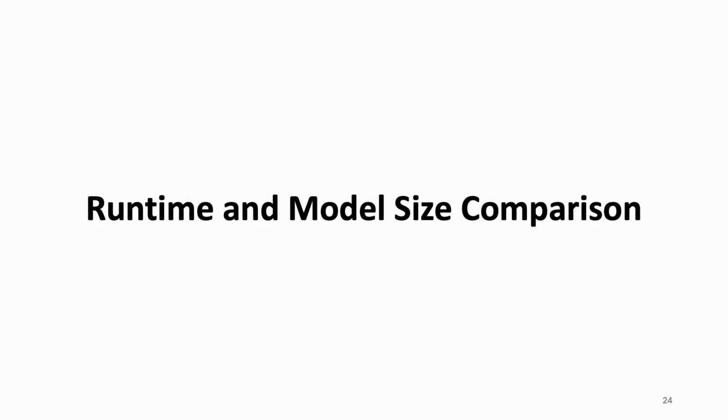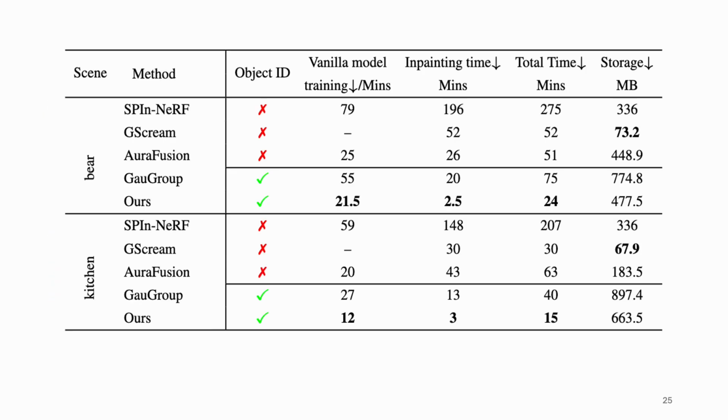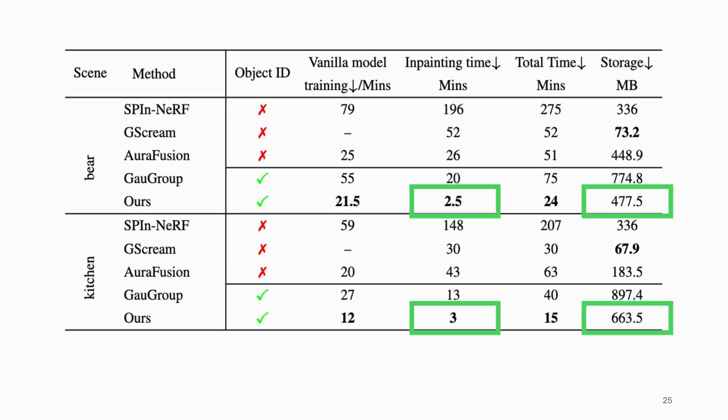Next, let's take a look at runtime and model size. In terms of efficiency, on benchmark scenes like bear and kitchen, our method completes 3D inpainting in 2 to 3 minutes, 5 to 10 times faster than previous approaches. It also reduces model size by nearly 30%.